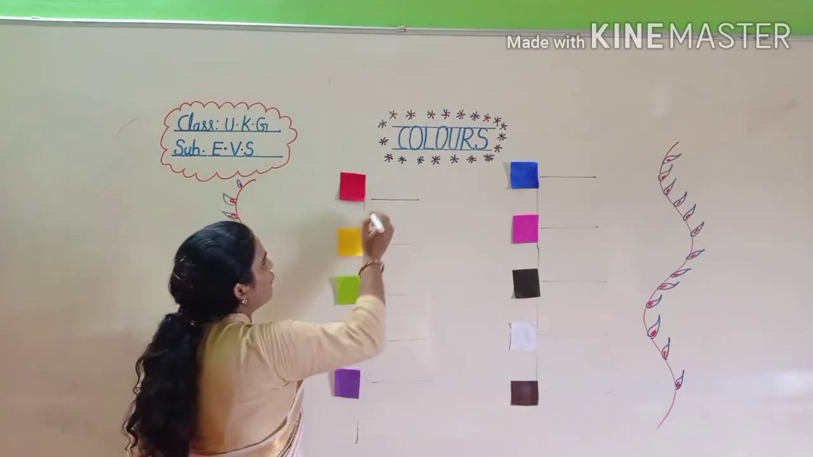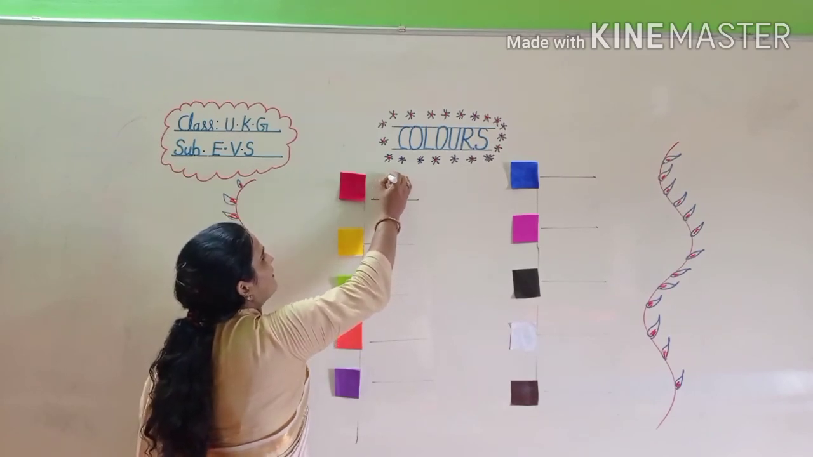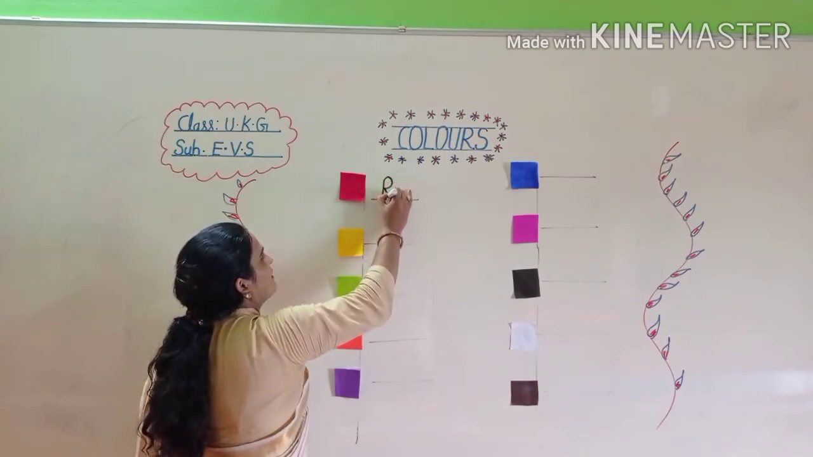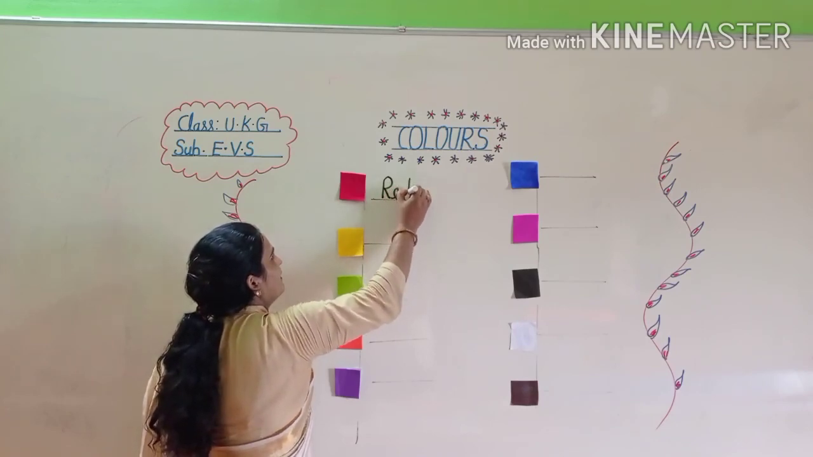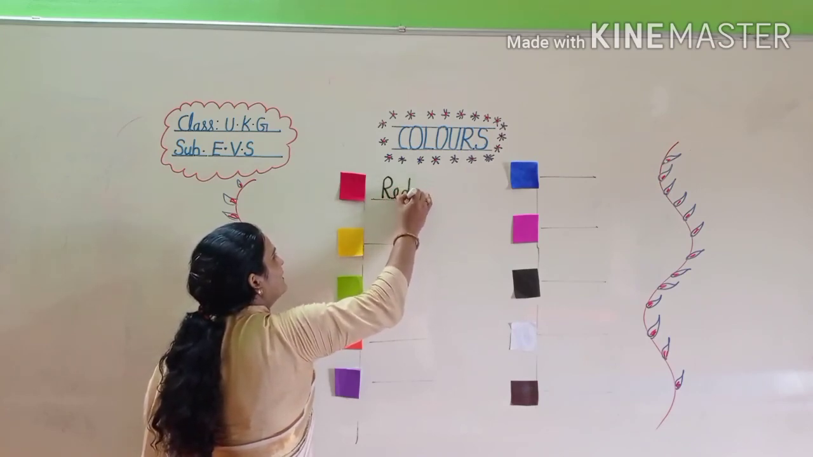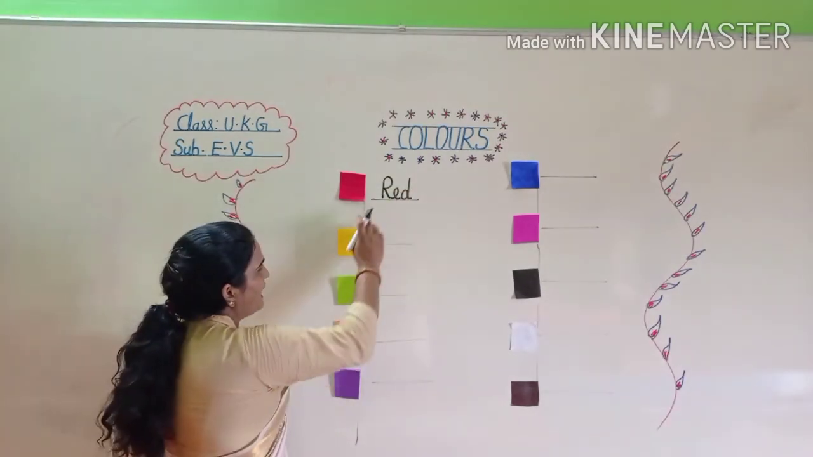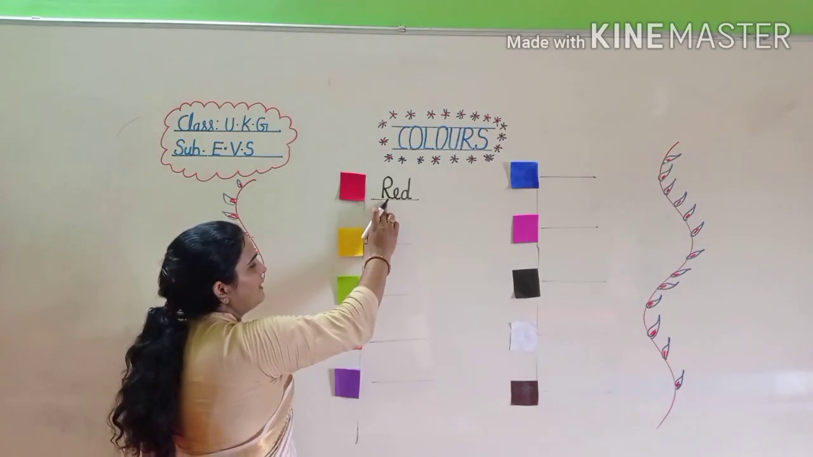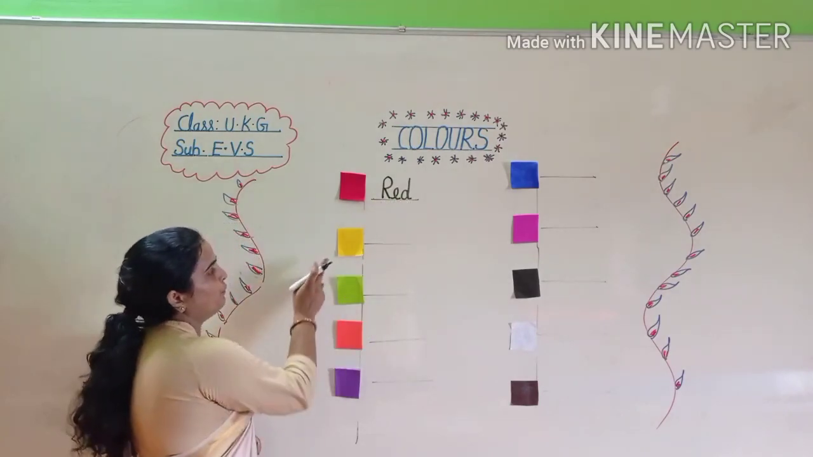The spelling of red: R, E, D. Red. The spelling of red, R E D. Red. Which color is this?